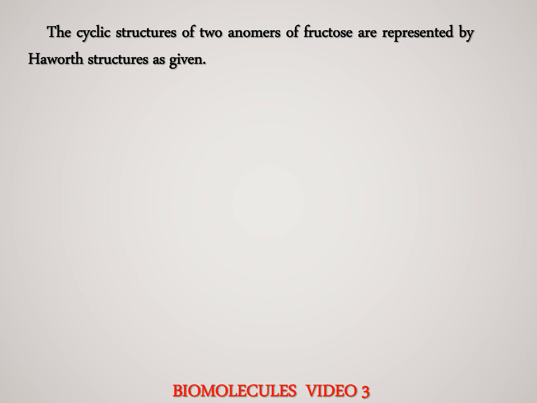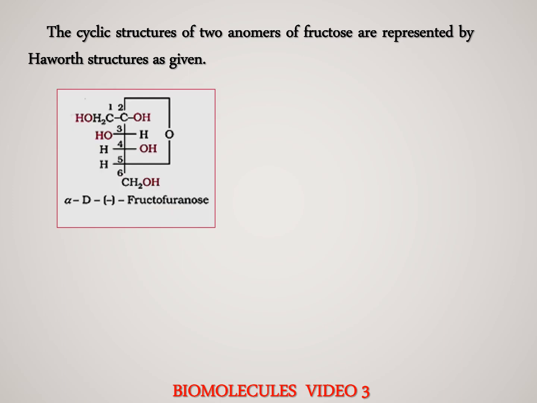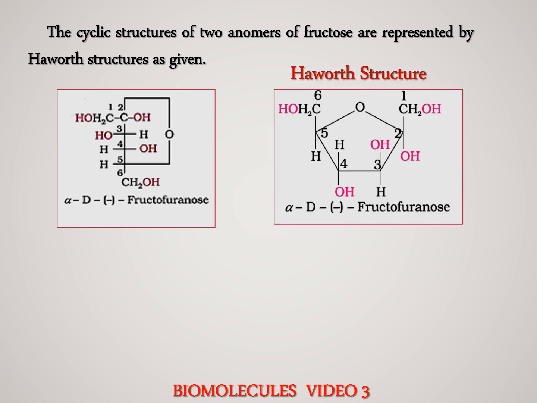Now, when we refer to the cyclic structures of the two anomers of fructose in the Haworth configuration, you take the furanose ring as the analogy. This is the ring of a furan. We have oxygen and from there we have drawn the furan 5-membered ring structure. We are labeling the carbon atoms as carbon number 1, this is 2, this is 3, 4, 5 and 6.